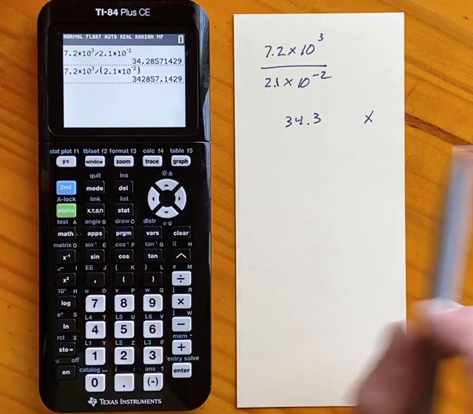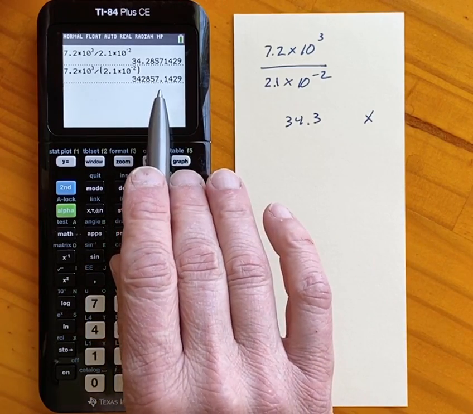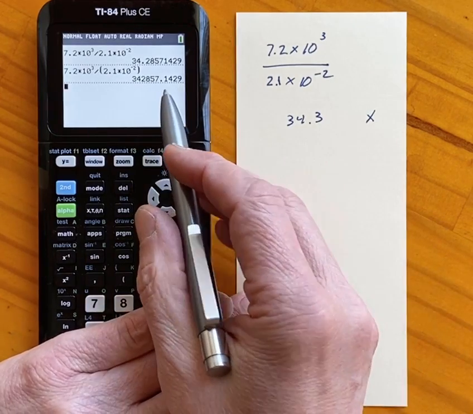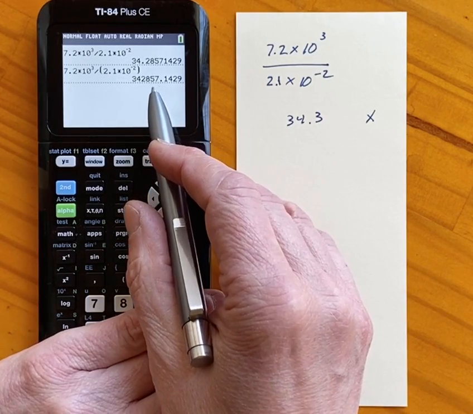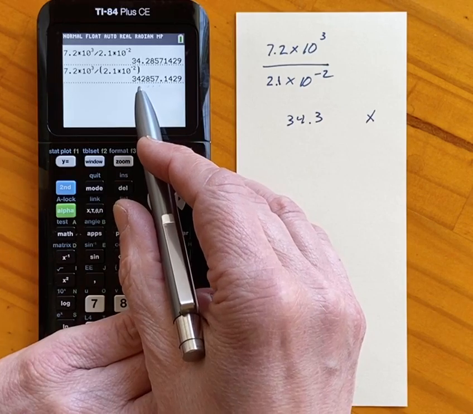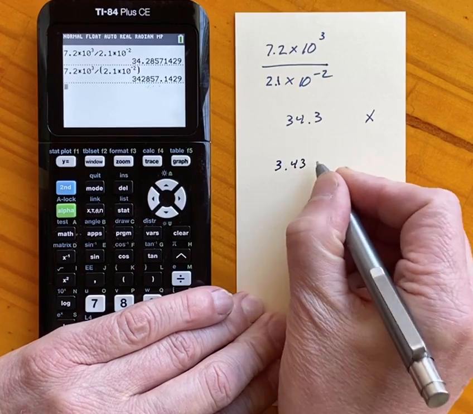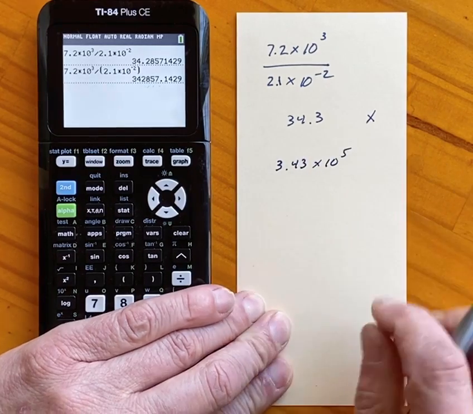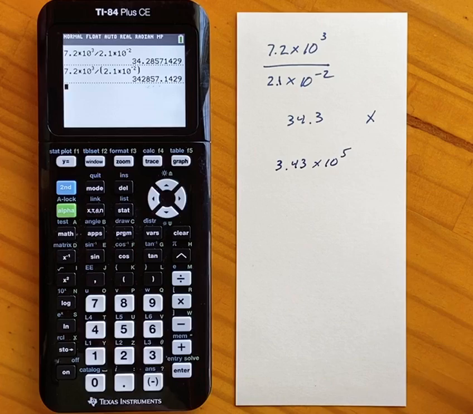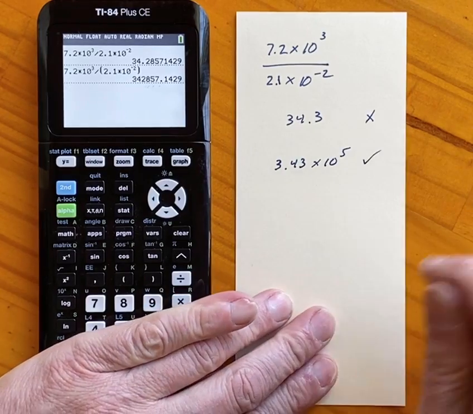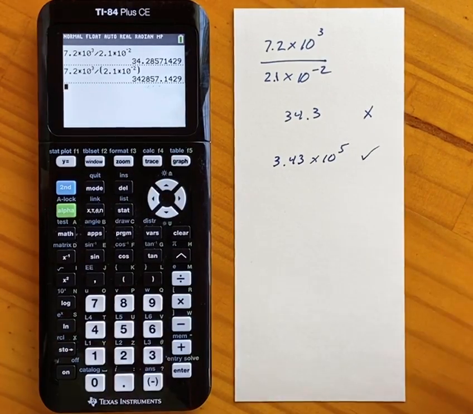Let's see. How would I put that number in scientific notation? I would count. Let's see, I have to move the decimal place this time to the left. 1, 2, 3, 4, 5. So to me, that looks like 3.43 times 10 to the 5th. There is a way for your calculator to change these things automatically for you, but it's different for different calculators, so I'm not going to show that. You'll have to figure out your own.